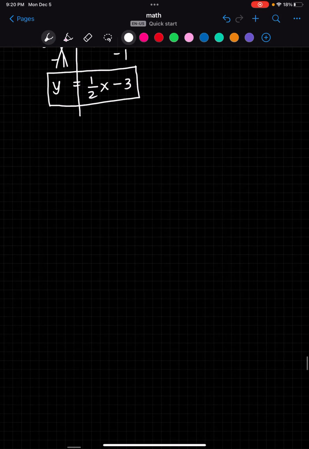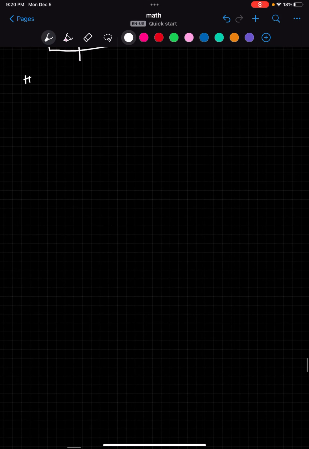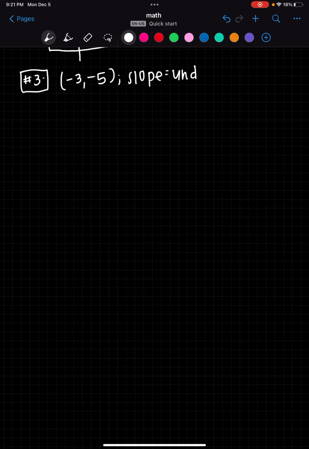Okay, let's do another example. In this example, we want it to go through the point -3, -5, and we want the slope to be undefined. So this one's weird because the slope is undefined, and if you remember, an undefined slope is a straight vertical line. So when you have a straight vertical line, the equation is actually x equals some number, and that some number is whatever the x value of your point is.